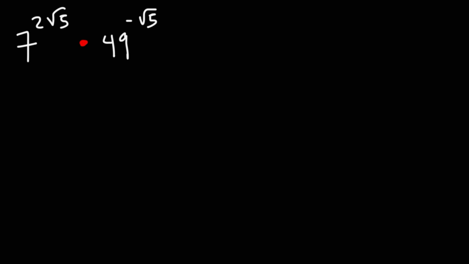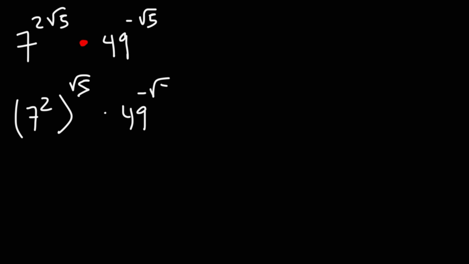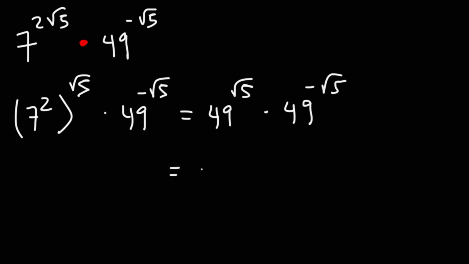Right now the bases are different. But notice what we have here. We can write this as 7 squared raised to the square root of 5. And 7 squared is 49. So we have 49 to the square root 5 times 49 to the negative square root 5.